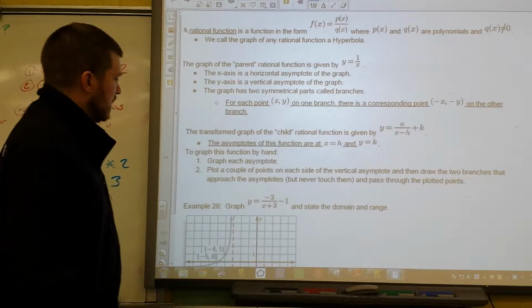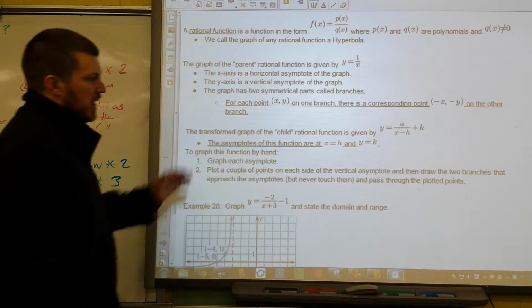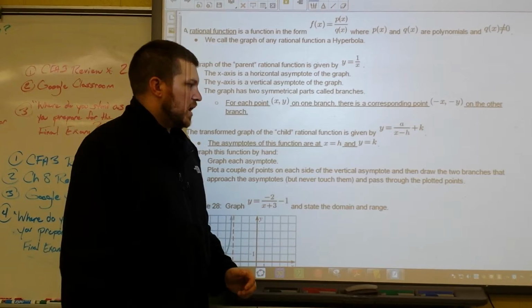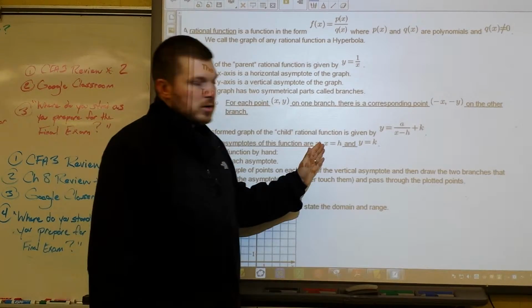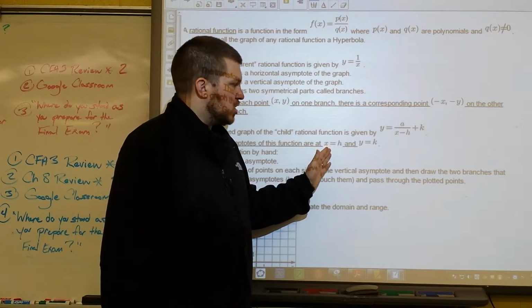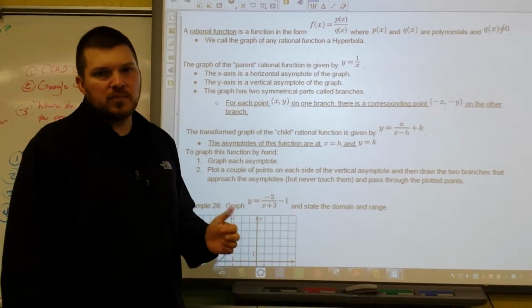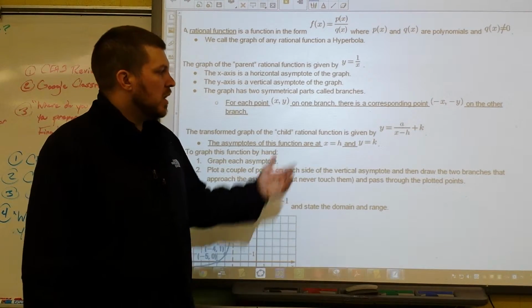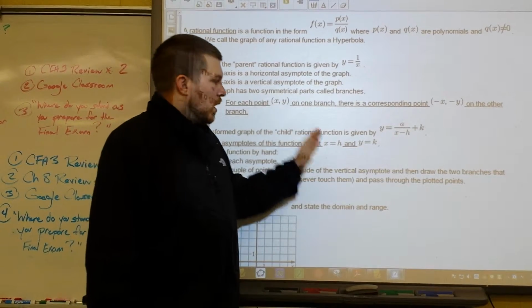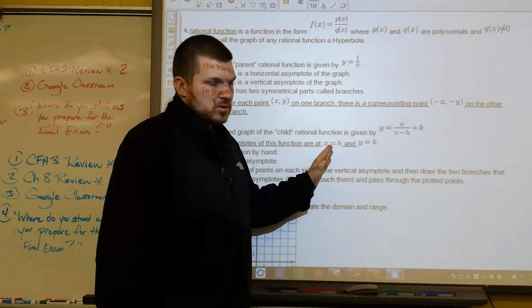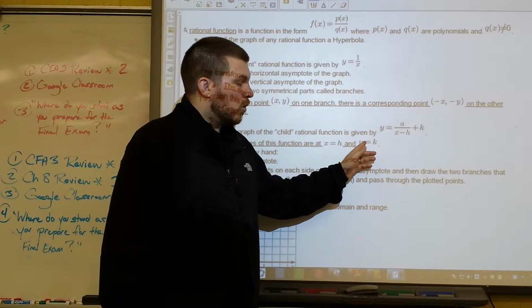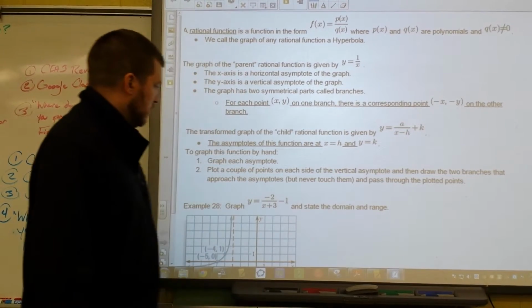The transformed graph of the child rational function is given by y equals a over the quantity x minus h plus k. The asymptotes of this function are at x equals h and y equals k. So the vertical asymptote is going to follow the horizontal shift, and the horizontal asymptote is going to follow the vertical shift. So that's kind of backwards of what your intuition might tell you, but just remember, vertical asymptote follows the horizontal shift, horizontal asymptote follows vertical shift.